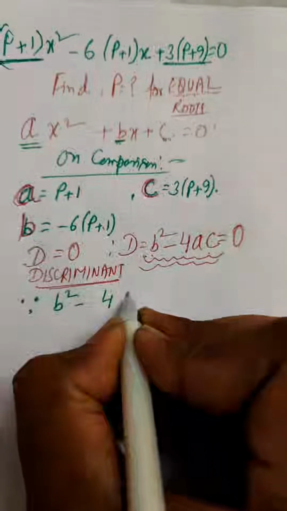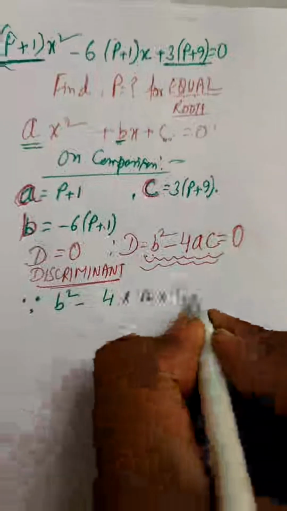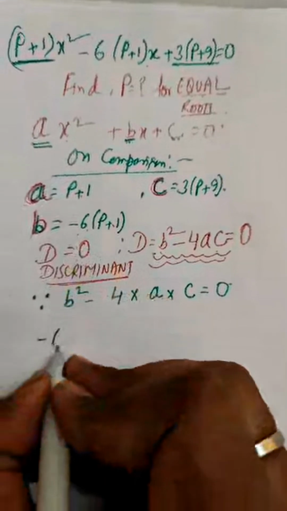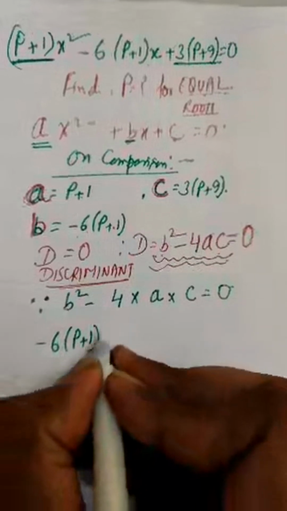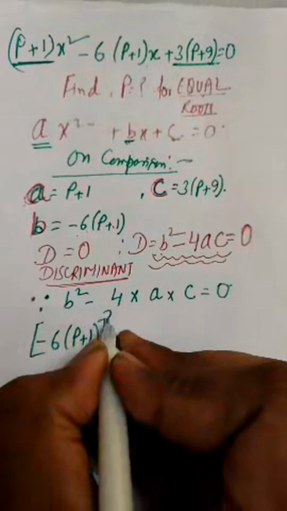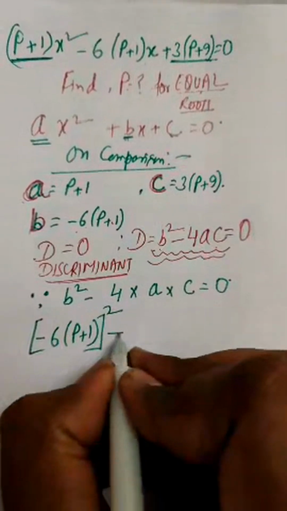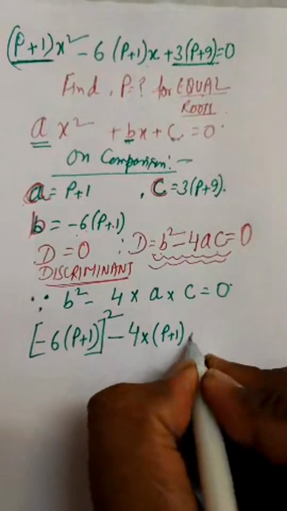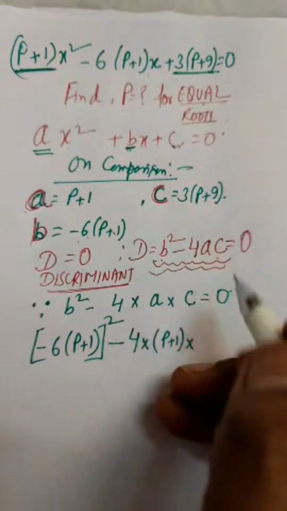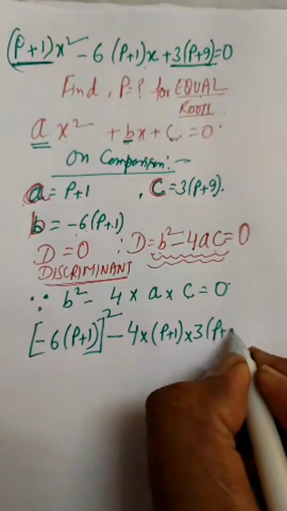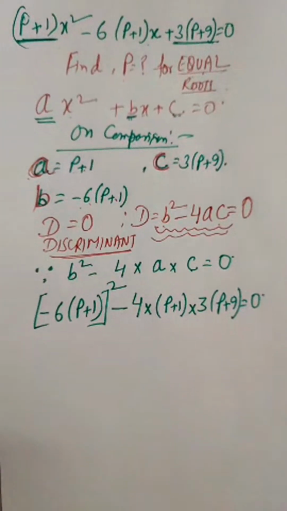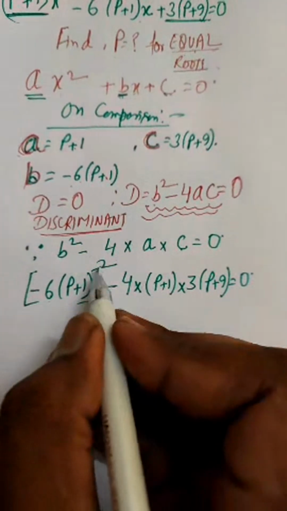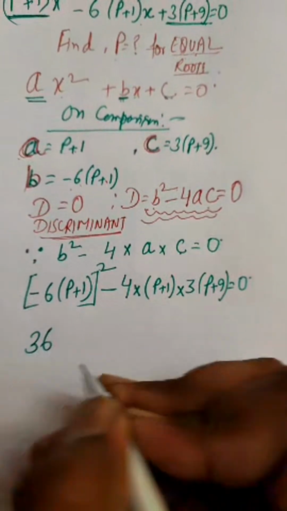Since b into c is equal to 0, we can write this D as minus 6 times (p plus 1) whole square. This is b square minus 4 into a, which is (p plus 1), into c. What is c? C is 3 times (p plus 9), right? Now solve it. Here you can see minus 6 whole square, that is 36, right?